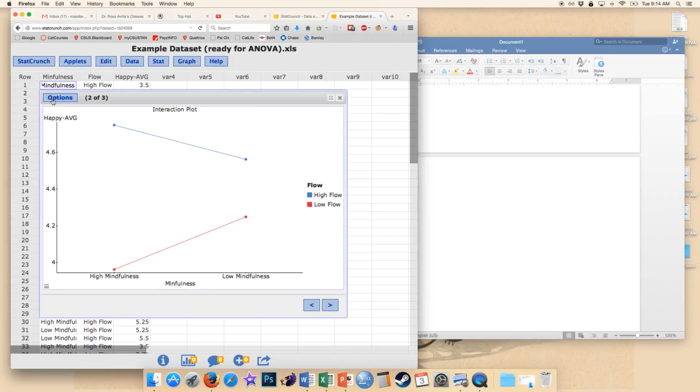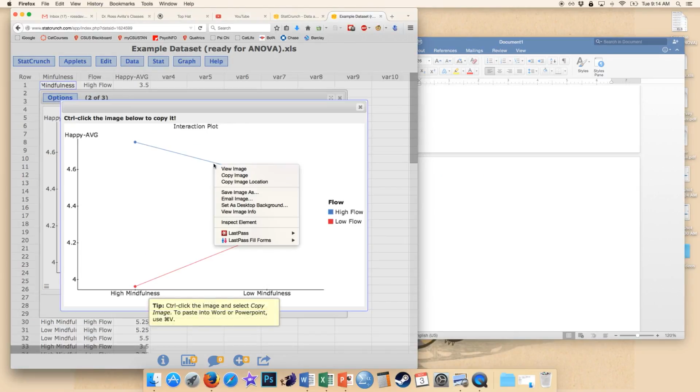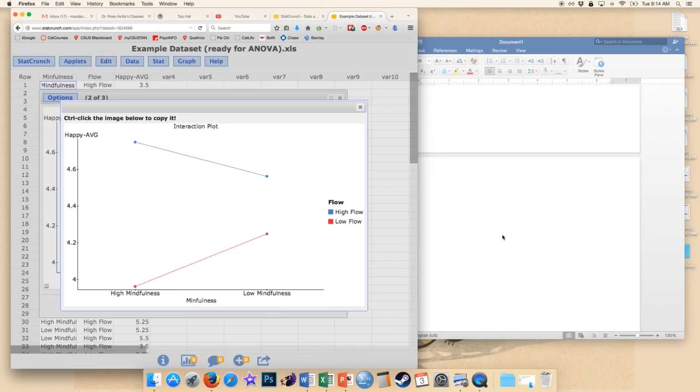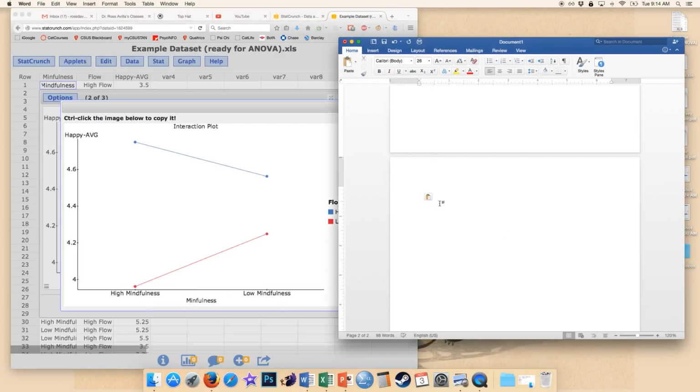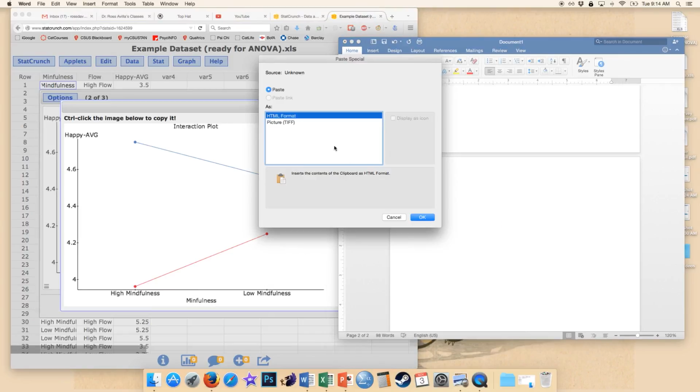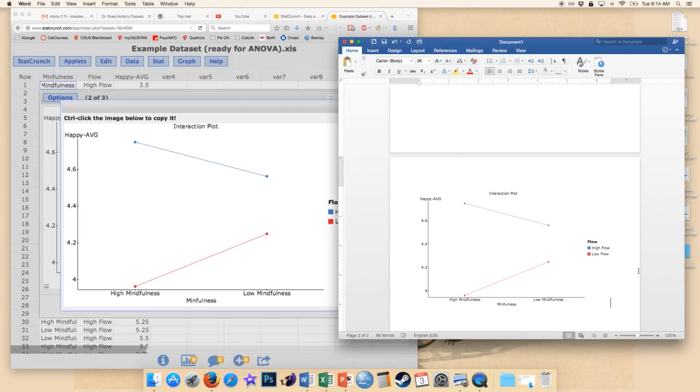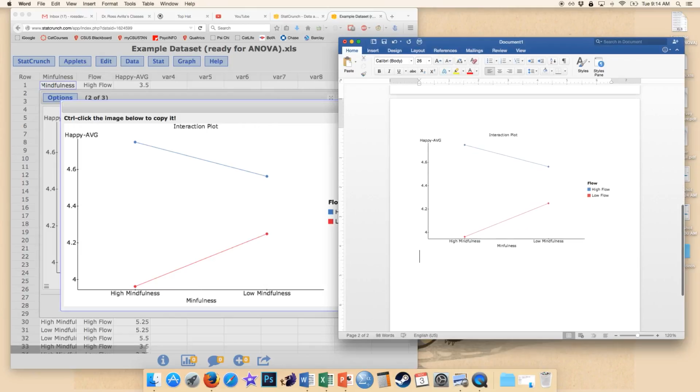And then just do this where you go Options, Copy, and then right-click it, go Copy Image, and go over here and paste that image in there. And you can go Paste Special and make sure Picture is selected. There we go. And then you just want to put a little caption on the bottom.